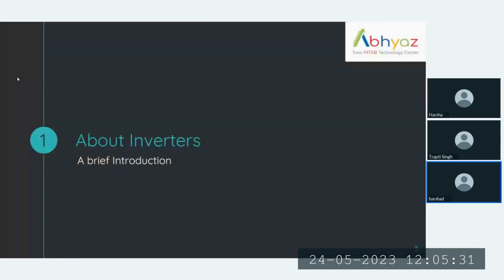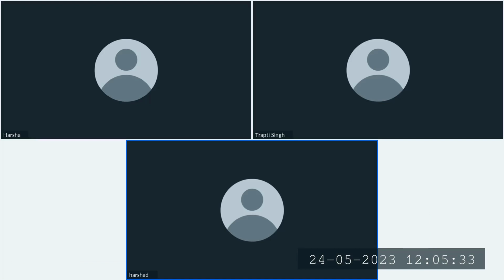Let's start with inverters. An inverter is an electrical device which converts DC power into AC power by sequentially turning on and turning off electrical switches. They change the magnitude and frequency of the DC input. Inverters find application in renewable energy systems, uninterruptible power supply, electric vehicles, consumer electronics, and grid tie systems.